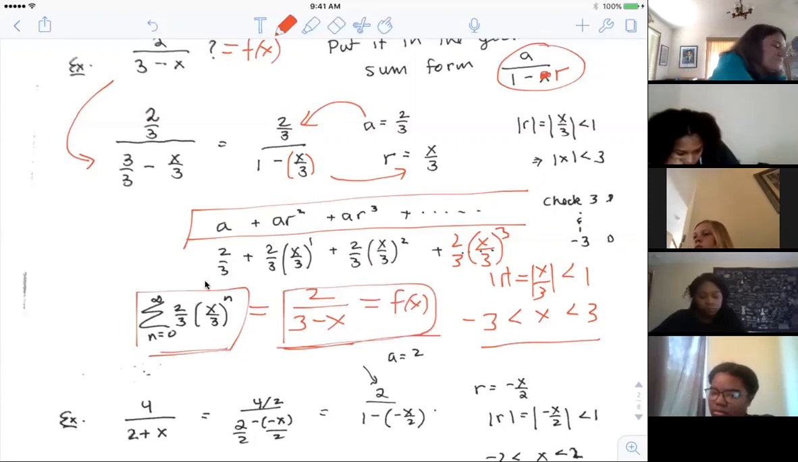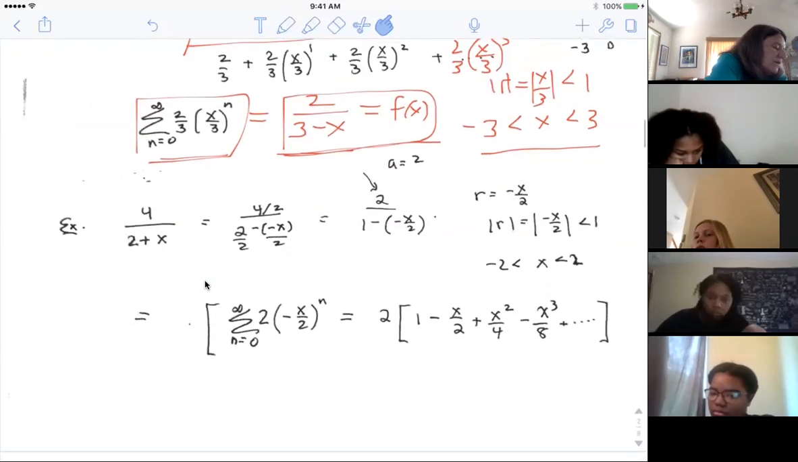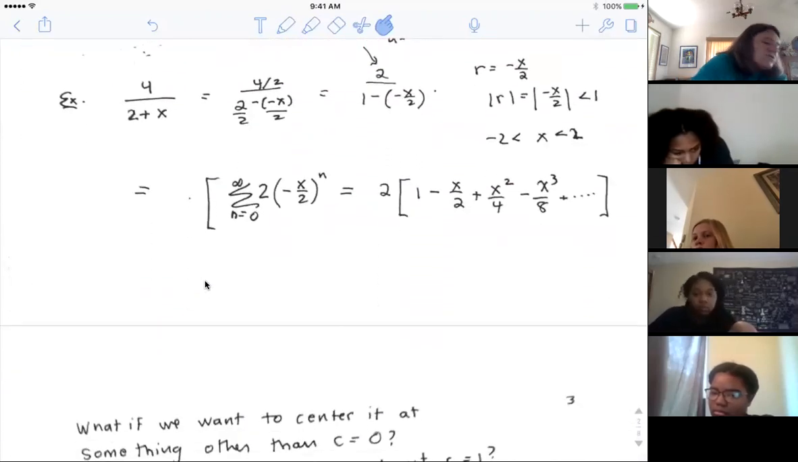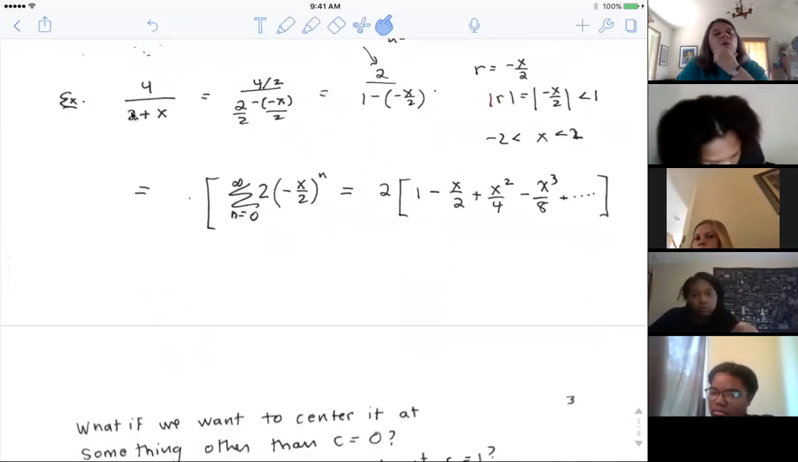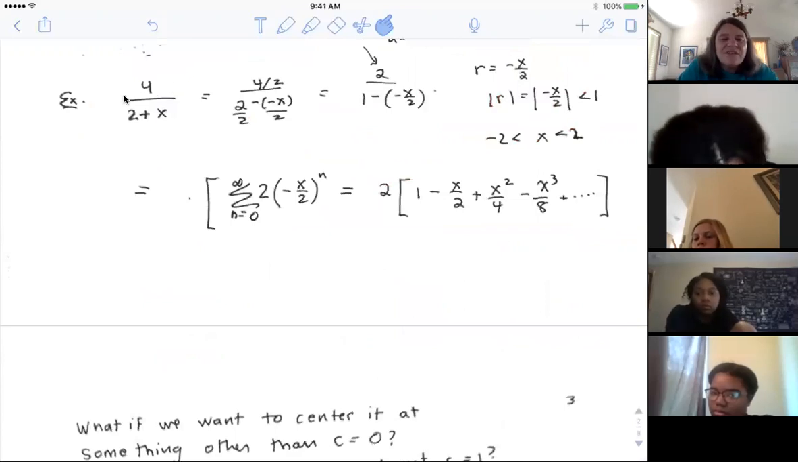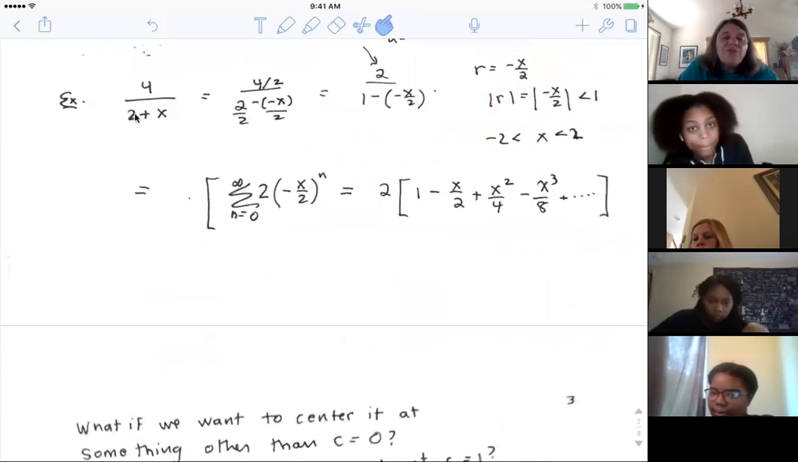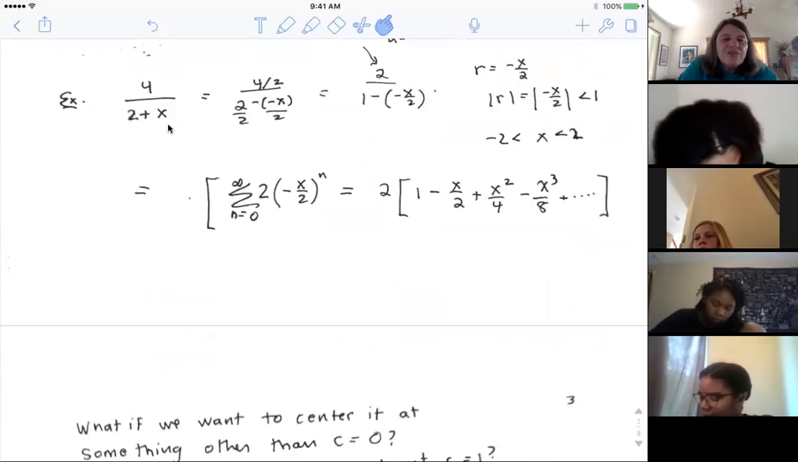Okay, let's do another one. Suppose we had this one: 4 over 2 plus x. It kind of looks like a geometric series, but again, one thing I need is a 1 right there. So the first thing I'm going to do is divide everything by 2. So I divided the 2 by 2, the x by 2, and the 4 by 2. Also, I need a minus there. That's not too hard to deal with.